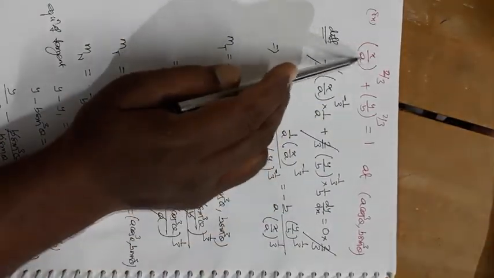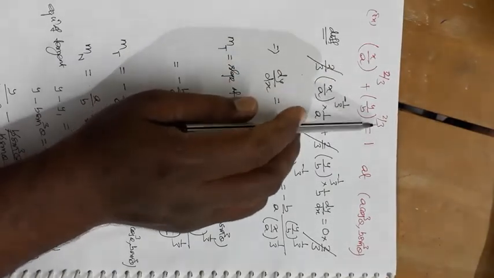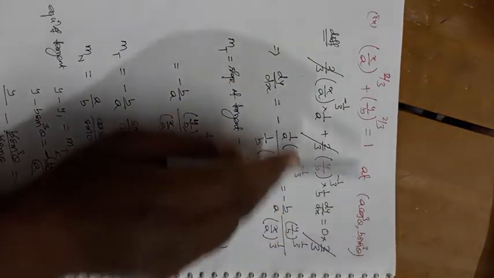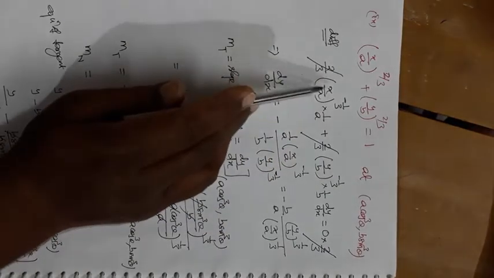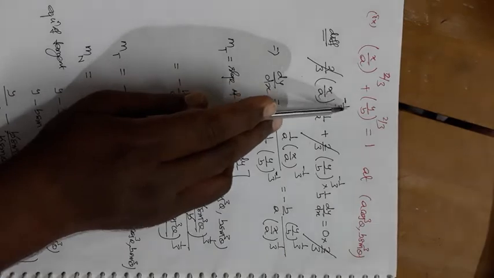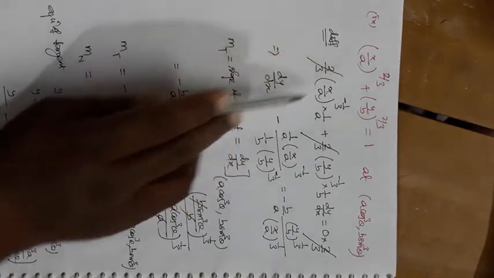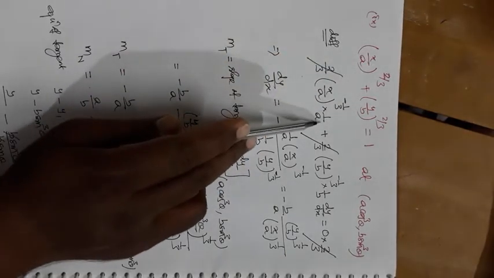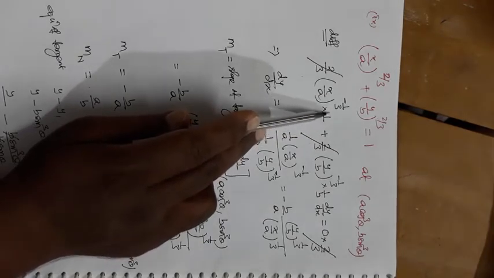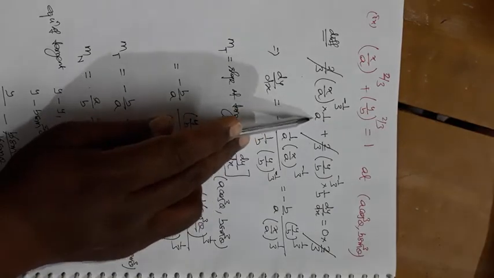(y/b)^(2/3) + (x/a)^(2/3) = 1 at (a cos θ, b sin θ). Very interesting problem. Now differentiate: it becomes (2/3)(x/a)^(2/3 − 1), that is −1/3, into the derivative of x/a, which is 1/a. Some of you should remember that this is 1/a, and should not miss it in an exam.